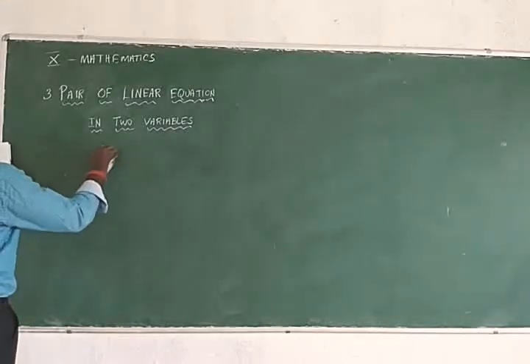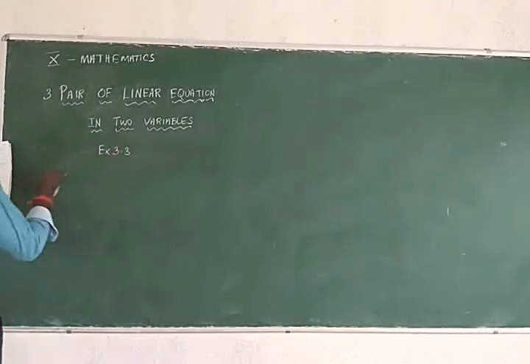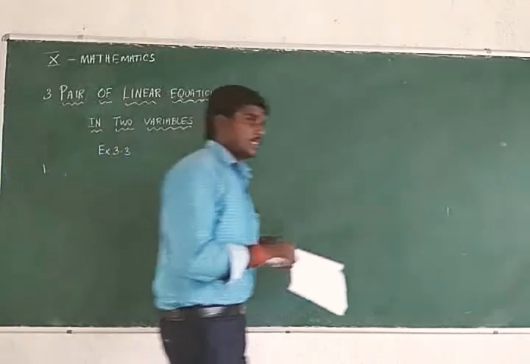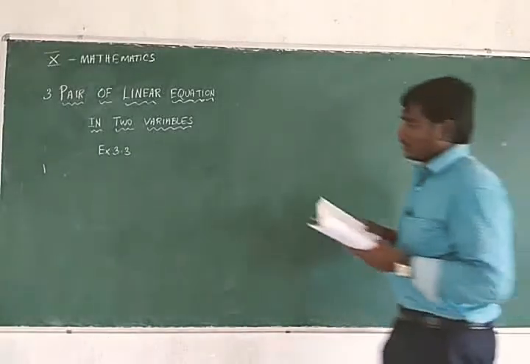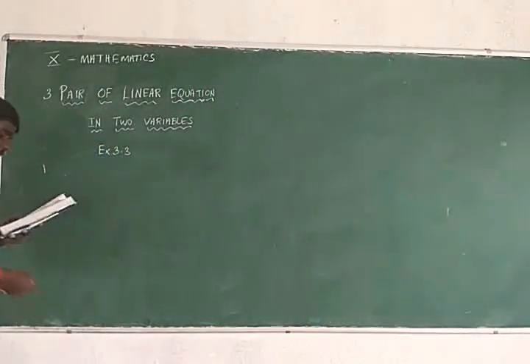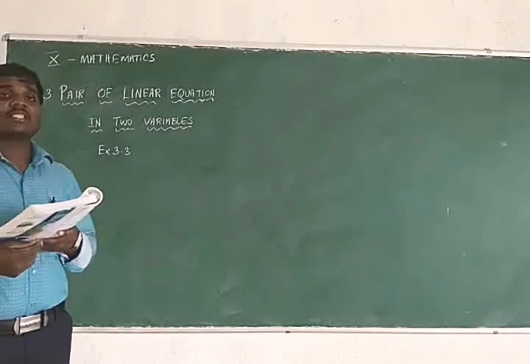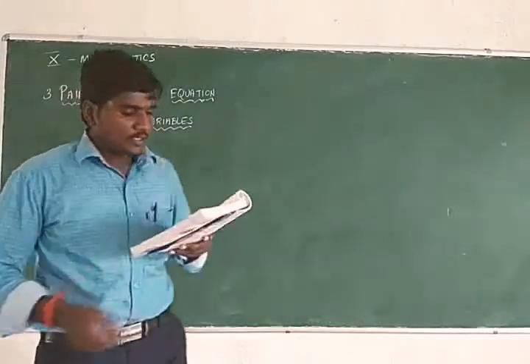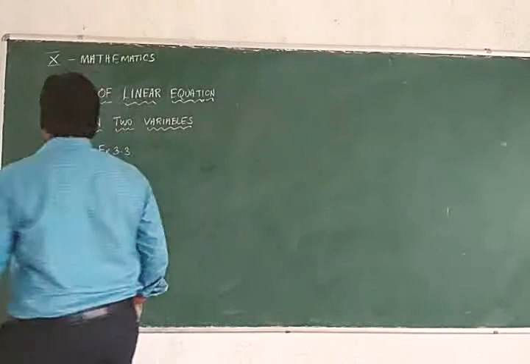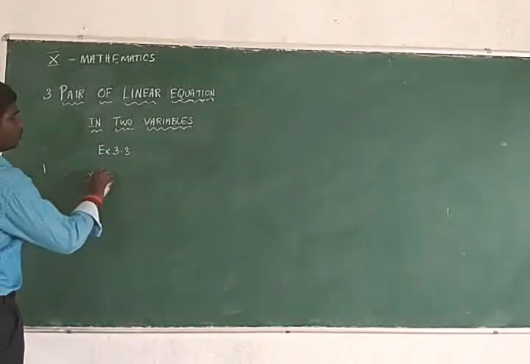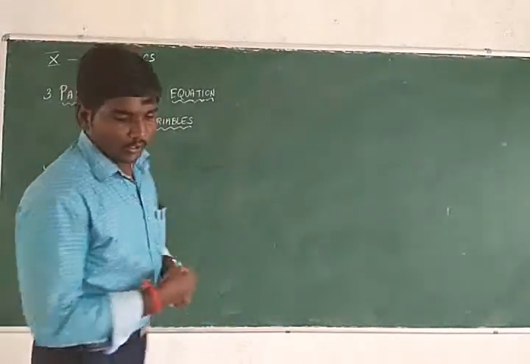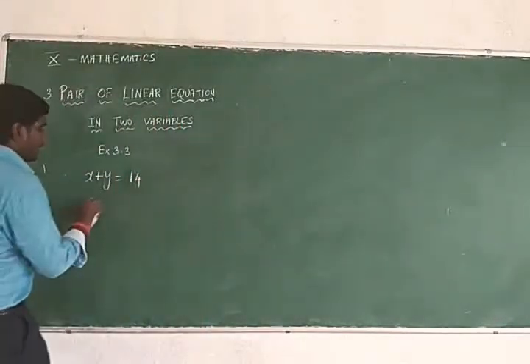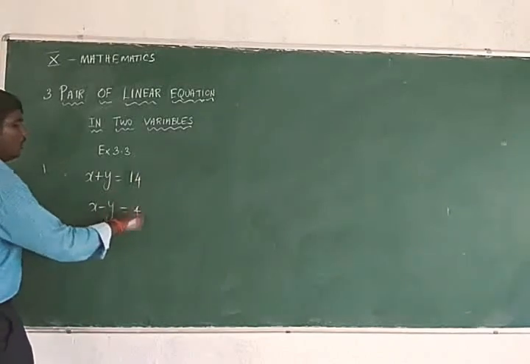Exercise 3.3. First question. Solve the following pair of linear equations by the substitution method. By the substitution method, right? Listen. So one question: x plus y is equal to 14. X minus y is equal to 4.